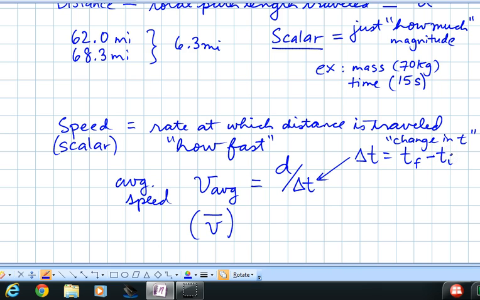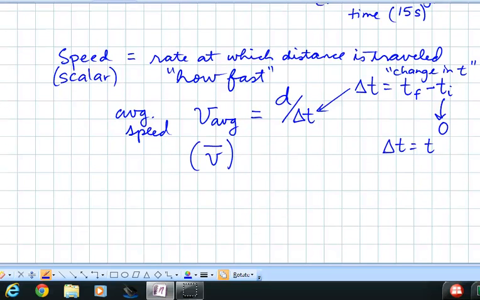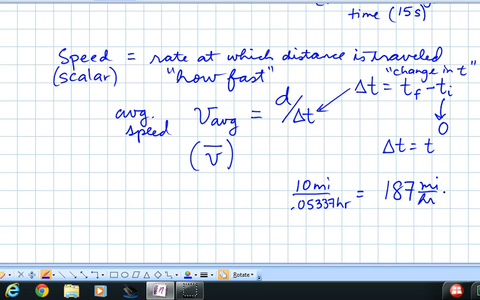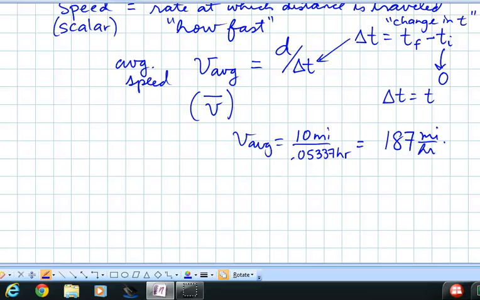Now most of the time we say that this initial is 0, so delta t is just equal to t, the amount of time it took us. And that's kind of a fine point. So like in problem 111, this is from the Chem-Phys book, if we went a distance of 10 miles and divided by 0.05337 hours, we would have an average speed of 187 miles per hour. So that's v average, a total distance over a total time, or for any interval of time.